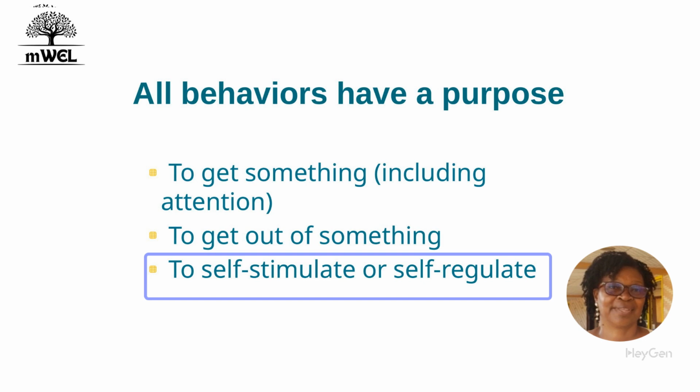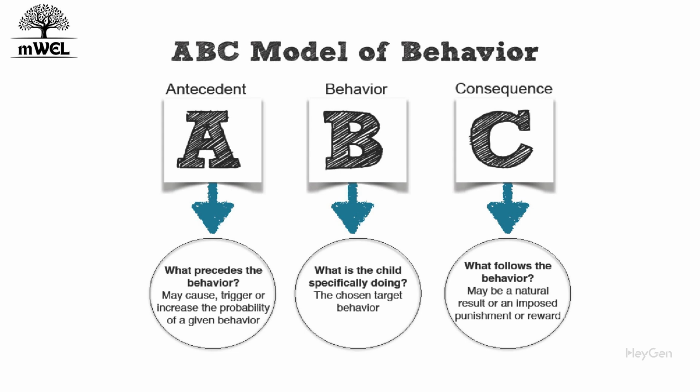To self-stimulate or self-regulate. Some behaviors are a means for self-stimulation or self-regulation. Children may engage in certain actions to soothe themselves, manage stress, or find comfort. For example, a child rocking back and forth to cope with anxiety. The ABC model of behavior can help us figure out the purpose or function of any behavior, particularly behavior that impacts the safety and or learning of a child, their classmates, or their teachers and parents. Once we know the purpose and function, we can then pick out effective strategies accordingly.